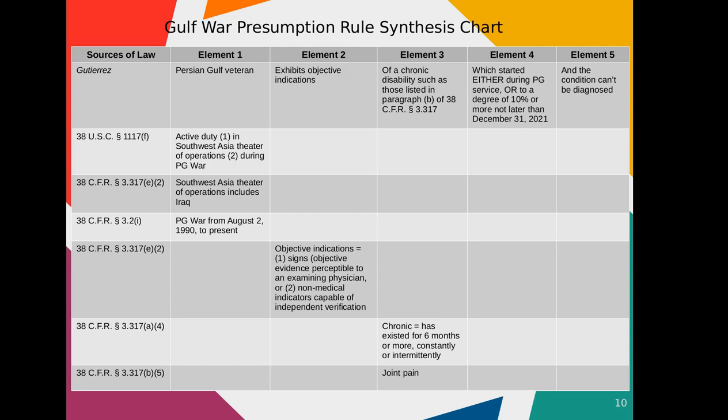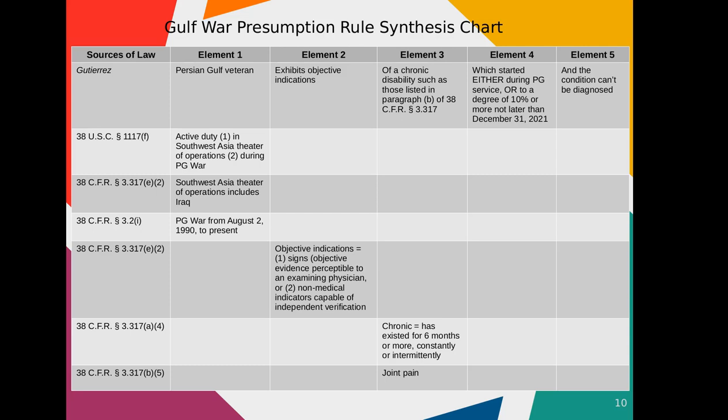So the elements we have here, Persian Gulf veteran, objective indications, chronic disability listed in this paragraph, or such as those listed in this paragraph, started during the service or to a degree of 10% or more later. Obviously, that time period has not ended yet. And element 5 can't be diagnosed. So let's see the various rule elements that we have from the other sources, where they fit under these elements.